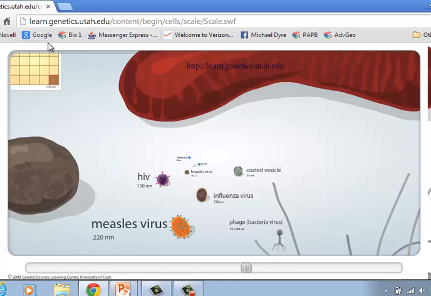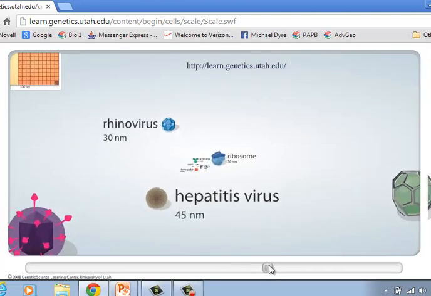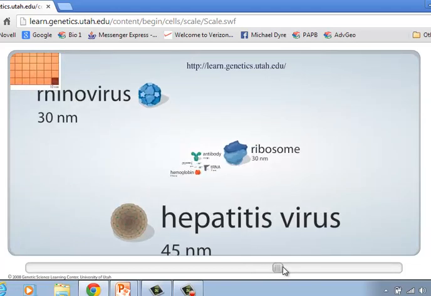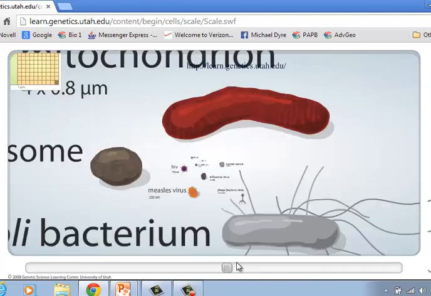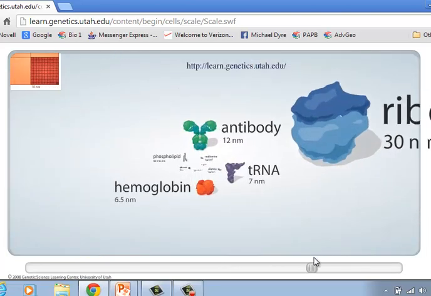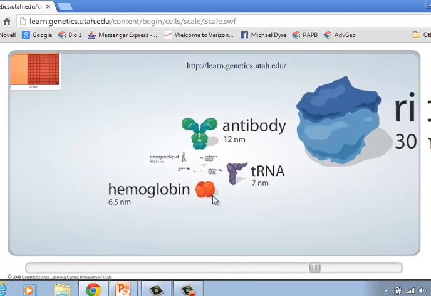There's an influenza virus. Here's a hepatitis virus. There's a coated vesicle, which are in cells. Scrolling a little more, we can see a rhinovirus for a cold. You can see a ribosome, which actually makes protein, with the large part and the small part. There's an antibody, and this would just let me scroll when I want to. Hemoglobin protein, making your blood red, for that blood cell that was way back when.